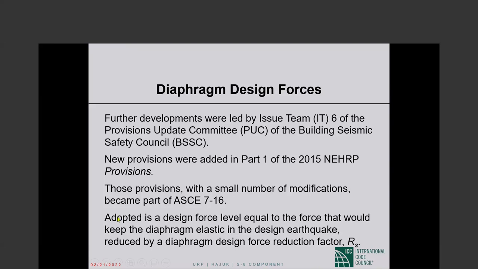So that is a very significant development that I will not go into, because ASC 716 is a long way from ASC 705, which is the basis of your BNBC provisions. So I will end it here. Obviously, if you have an interest, then that is a very, very good place to go to.